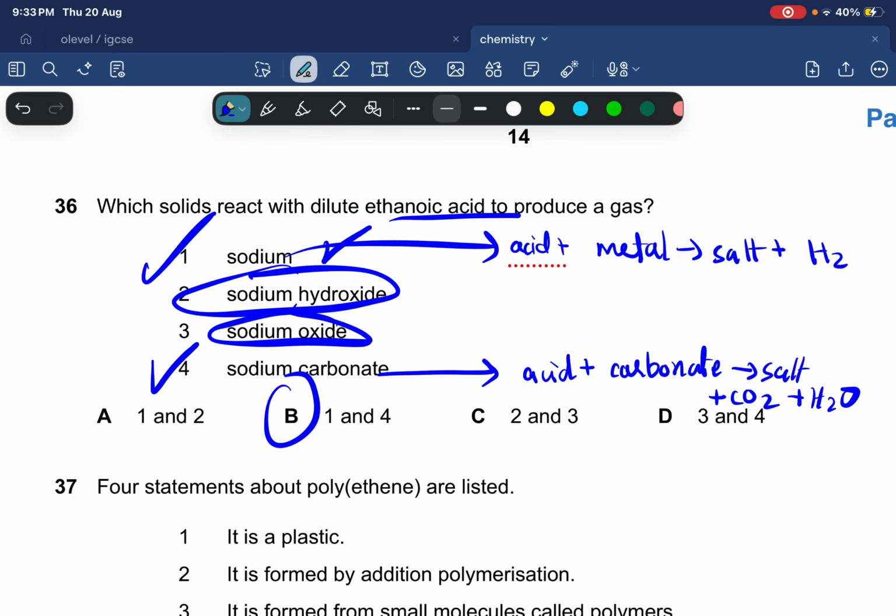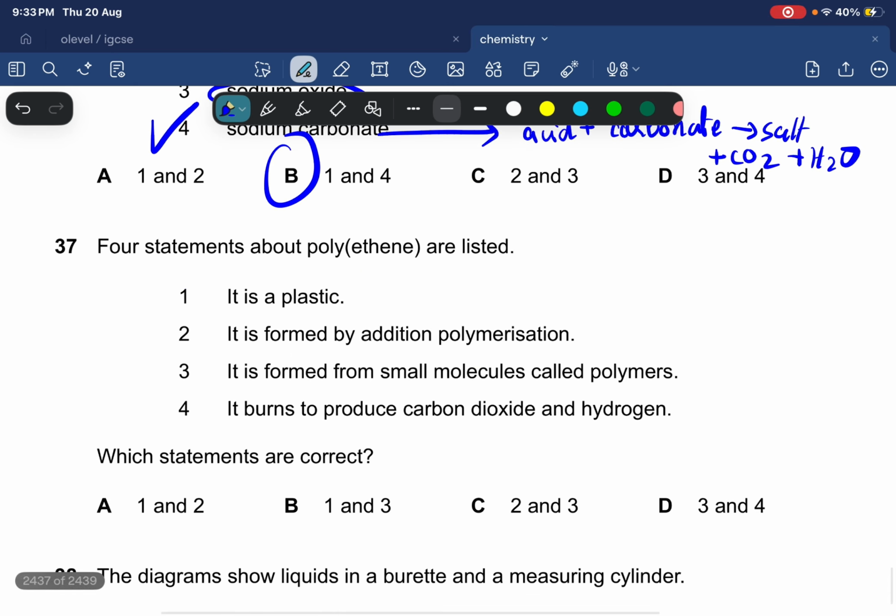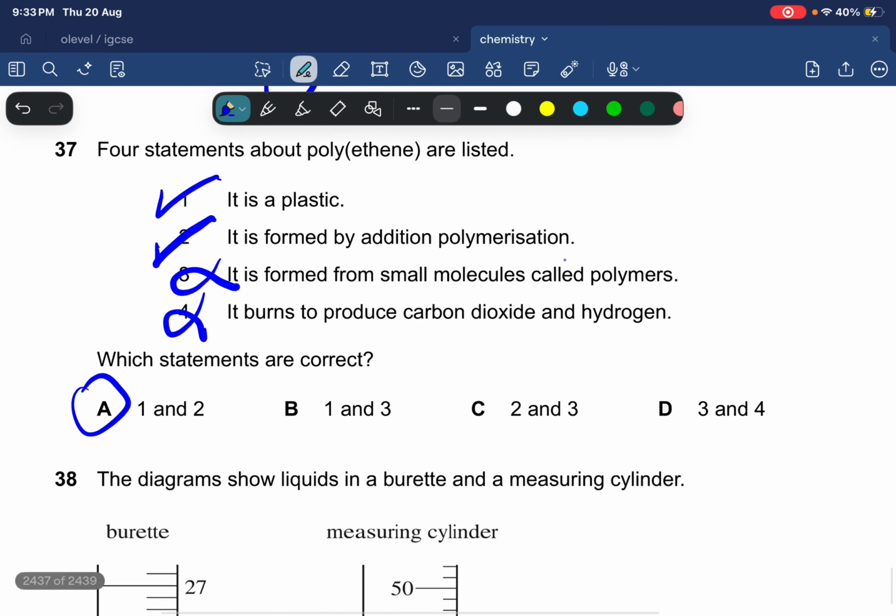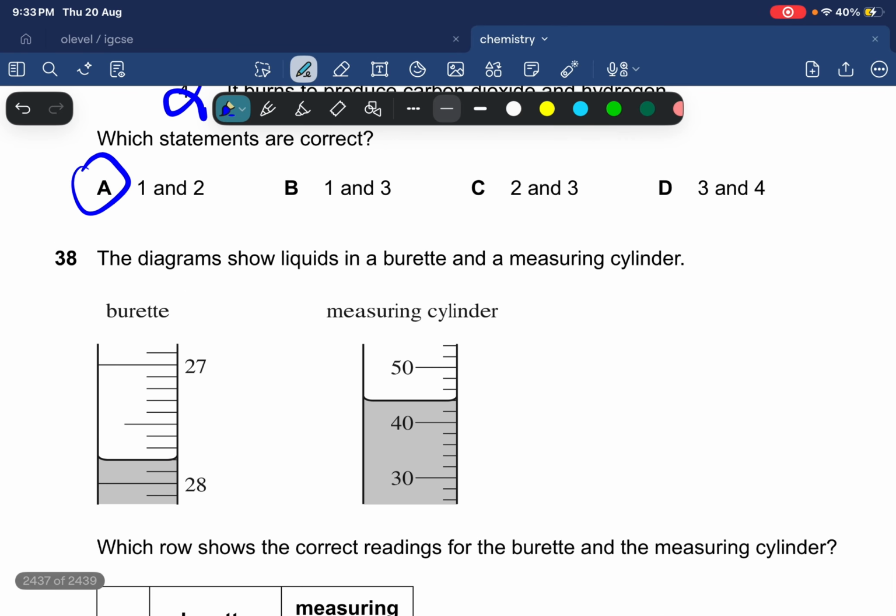Four statements about polyethylene are listed. It is a plastic. Yeah, it is a plastic. It is formed from addition polymerization of ethene. Yeah, it is formed from small molecules called monomers. It burns to produce carbon dioxide and hydrogen? No, carbon dioxide and water. So 1 and 2.